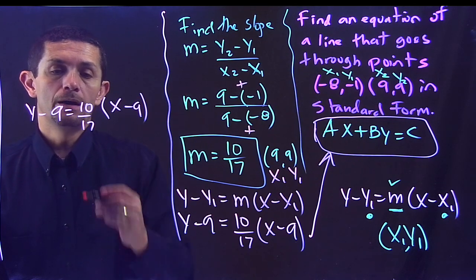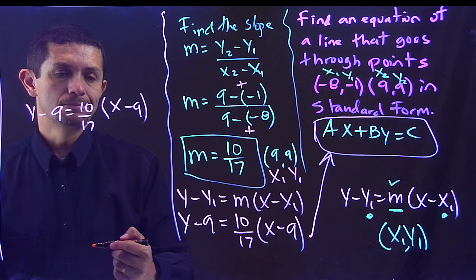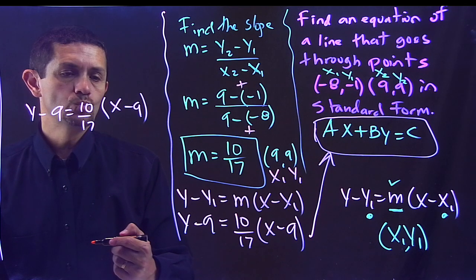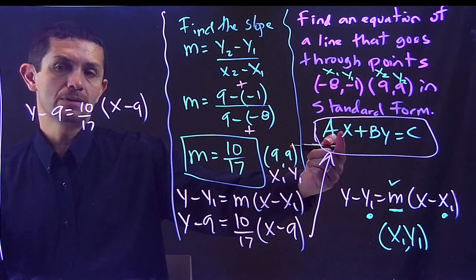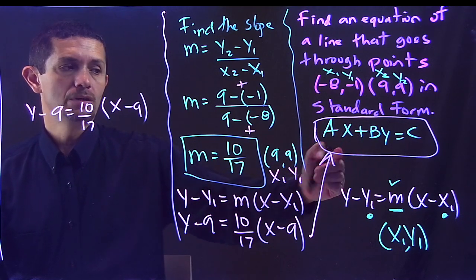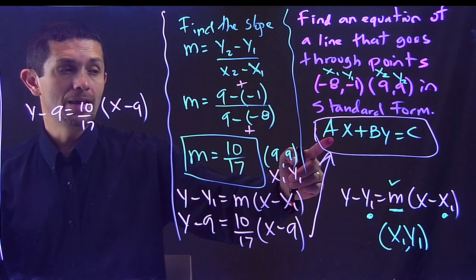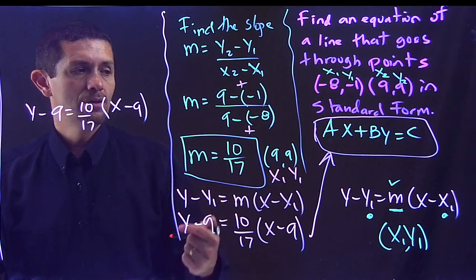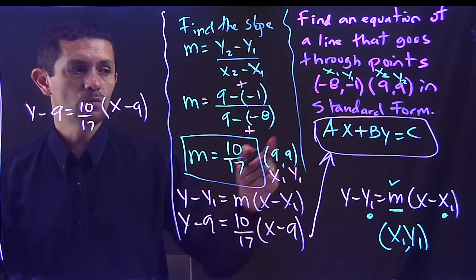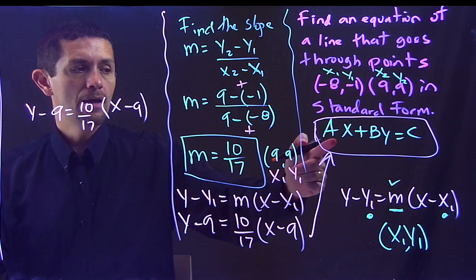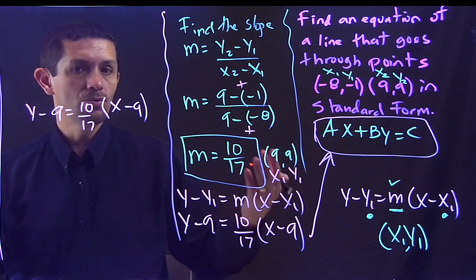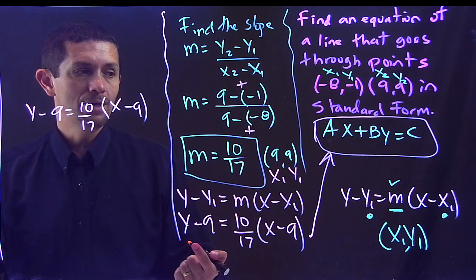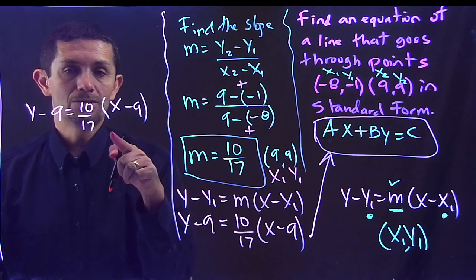Now I have a fraction, 10 over 17. If you notice, my standard form does not have a fraction at all. A has to be positive and it has to be integers. So A, B, and C have to be integers, which means whole numbers. That's one requirement for standard form. A, B, and C, integers, whole numbers, but the A has to be also positive. So I don't want fractions.